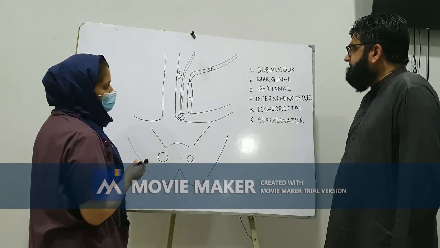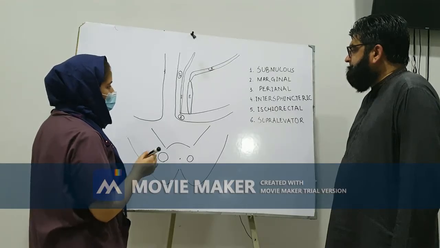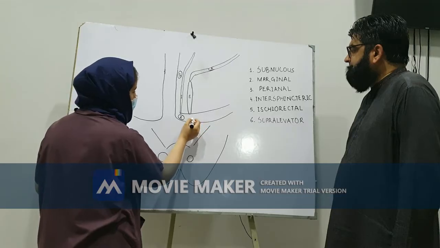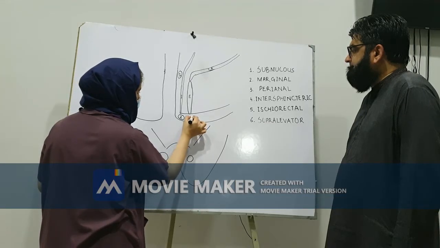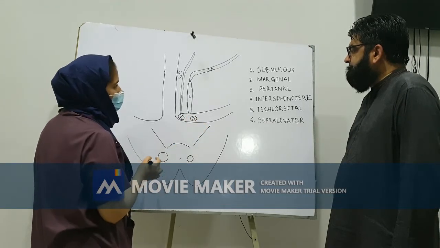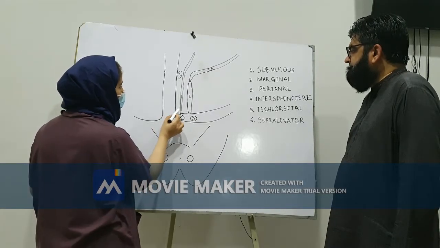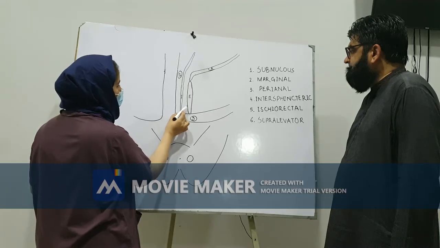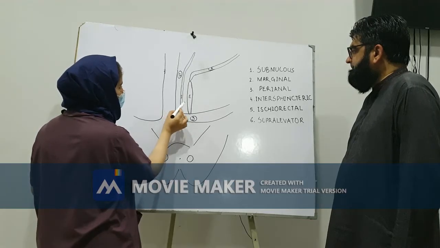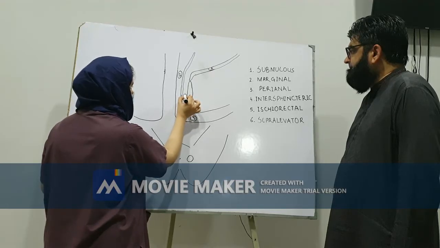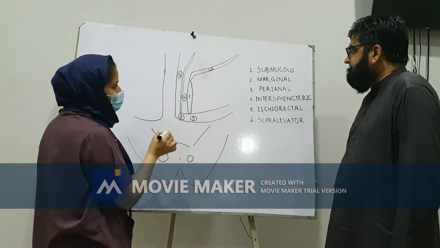Then there is the third type of abscess, which is called perianal abscess, true perianal abscess. It is present in the perianal space. This is the perianal space. So this is our third kind of abscess. Then there is intersphincteric abscess. Intersphincteric abscess is present between the two portions of the anal sphincter, internal sphincter and external sphincter. So this is our fourth kind of abscess.